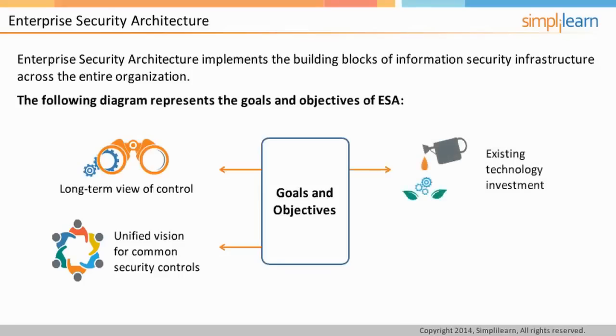Existing technology investment. By focusing on what the organization has already deployed, the architecture can take full advantage of the internal skill sets and minimize the need for training or staff augmentation. Flexible approach. The implementation of the architecture should be flexible enough to provide safeguards and countermeasures for current and emerging threats. Let us look at some common security services in ESA in the next screen.